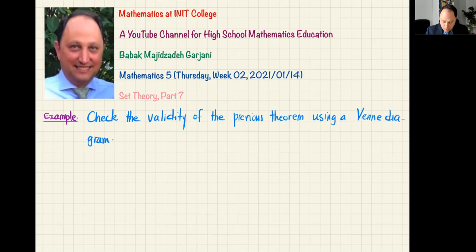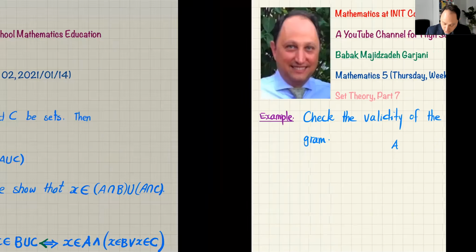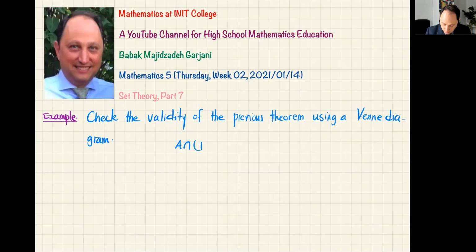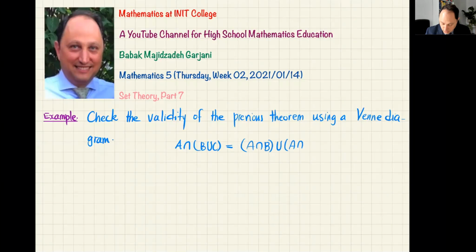Okay, so let me just again check the first one. So that was the question we want to check. What was that? The first one, yes. A intersection (B union C) is equal to (A intersection B) union (A intersection C). Okay, so this is what we want to check its validity.